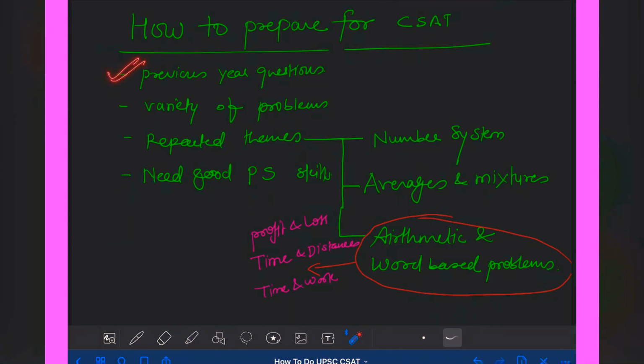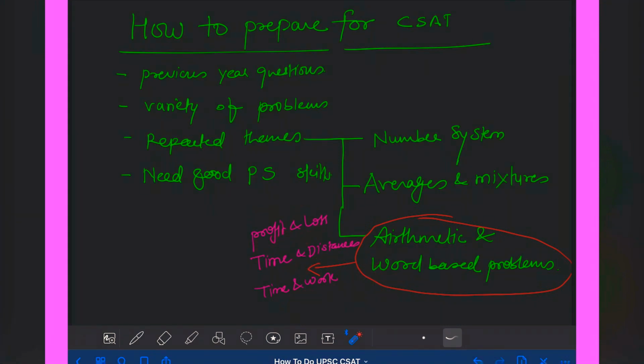So the first thing you have to do is the previous year question papers, 10-year previous year question papers. You need to analyze these. Then you will find that there are many questions which are actually repeated. There are a variety of problems which are getting repeated each year. So there are repeated themes like number system, average, mixtures, and then there are core quant areas like profit and loss, time and distance, time and work, percentage, right?